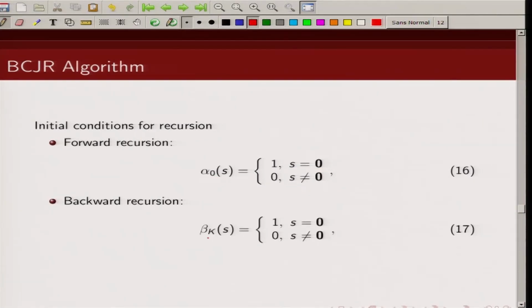Similarly, if we assume that our encoder is terminated, that means it has been brought back to the all 0 state, then at the end of the block, which is k, beta k will be 1 for state 0 and 0 for all other states. So, these are our initial conditions for computing the forward recursion as well as the backward recursion.